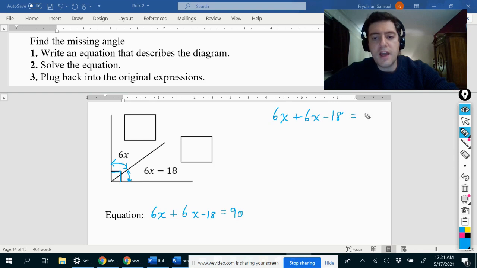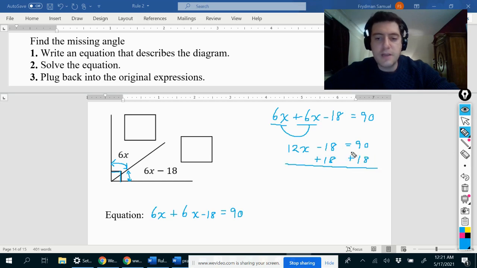So I see that I have two terms with x's in them. So I can combine these. 6x plus 6x is 12x. And then minus 18 is equal to 90. The inverse of subtraction is addition. We'll add 18 to both sides. When I say both sides, I mean both sides of the equal sign. Remember, the equal sign is what separates the two sides of an equation. So I'll add 18 once on the left to cancel out with this, and then I have to add 18 again on the right. Okay, so these cancel.